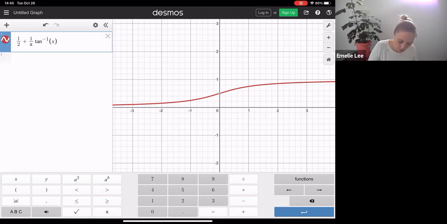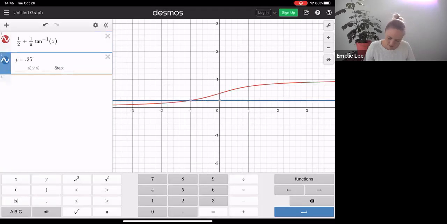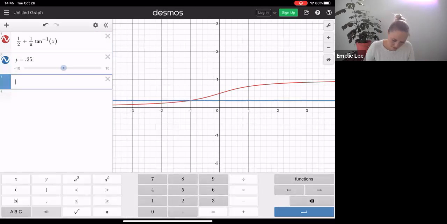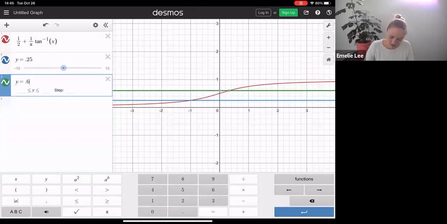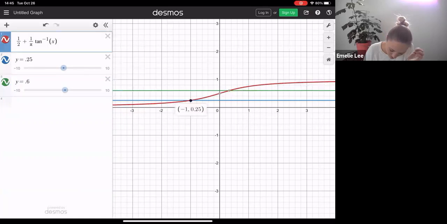Okay. So what I'm trying to solve is where y equals 0.25. That's going to be at negative 1. We just found that, right? We found it the hard way, but you can use the graph too. They want you to try both, but y equals 0.6. From the graph, we see that we're at 0.325 roughly. So that's an approximation, but it's close enough for me.